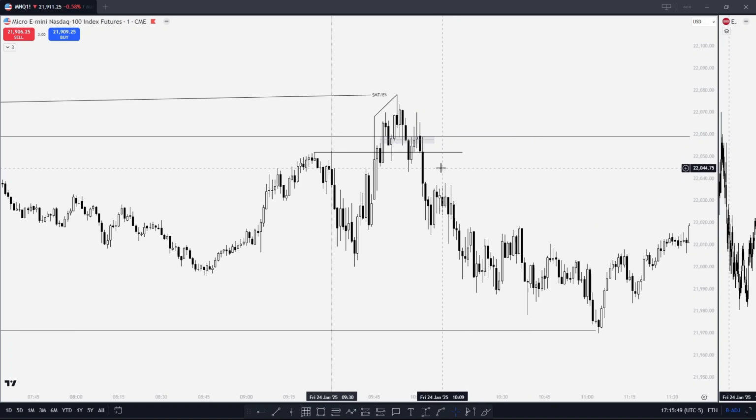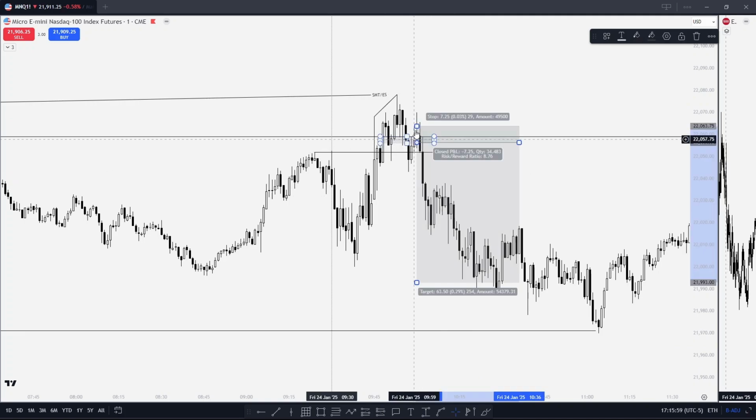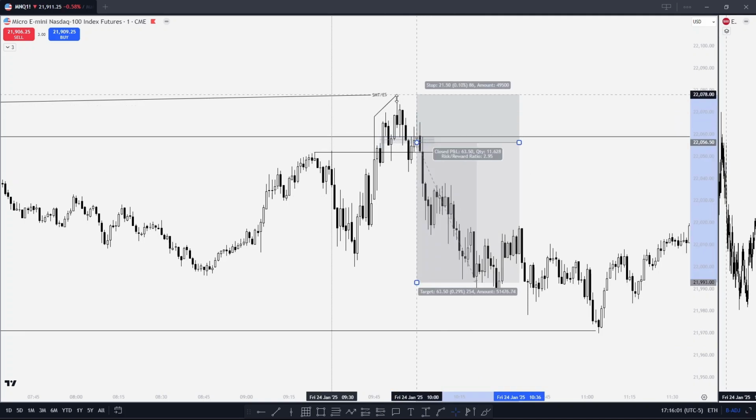Now I just wait for a form of displacement, whether it be a change in state of delivery or an inverse fair value gap. And so what do we have here? We got this inverse being displaced past, and we retraced into it. Stop at these highs, or maybe stop at these highs or these highs.